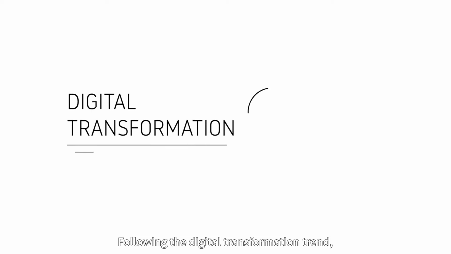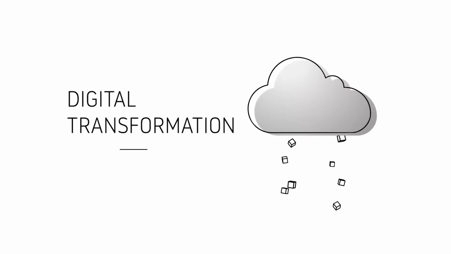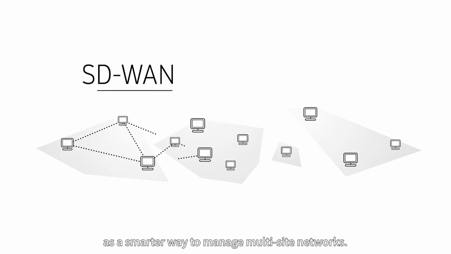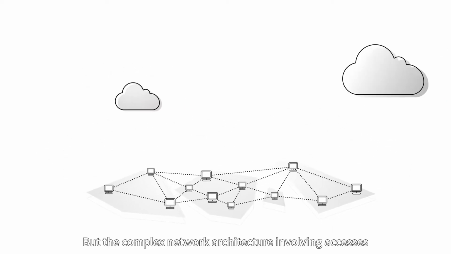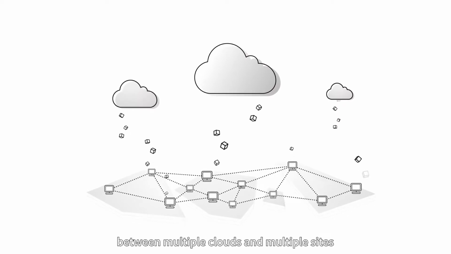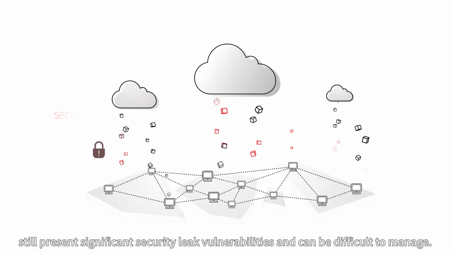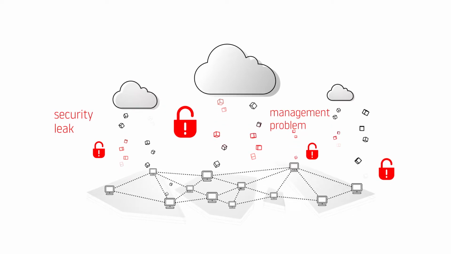Following the digital transformation trend, enterprises increasingly rely on cloud for data storage and application services. You may have already heard of using SD-WAN technology as a smarter way to manage multi-site networks. But the complex network architecture involving accesses between multiple clouds and multiple sites still presents significant security leak vulnerabilities and can be difficult to manage.